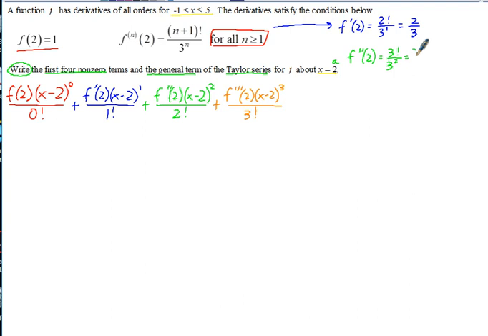Well, 3 factorial is 3 times 2 over 3 squared is 9. That gives you 6 over 9, which just happens to reduce to 2/3. So does that mean they're all going to be 2/3? Well, let's find out.